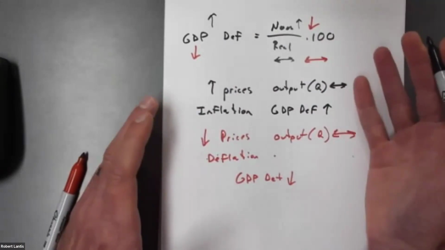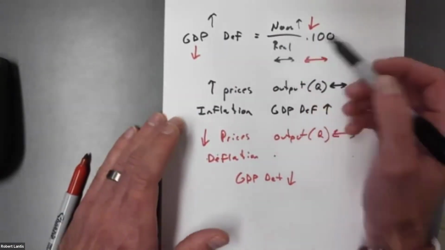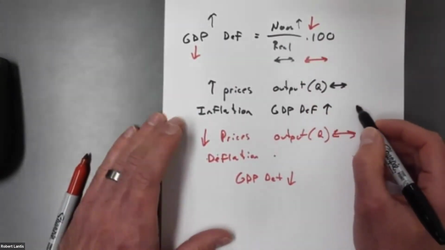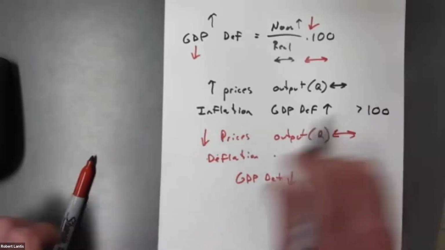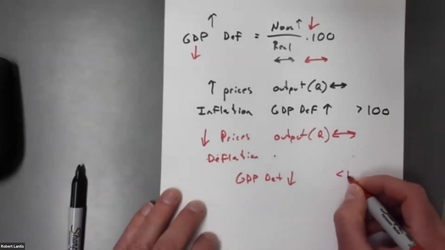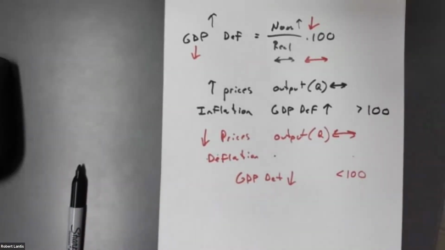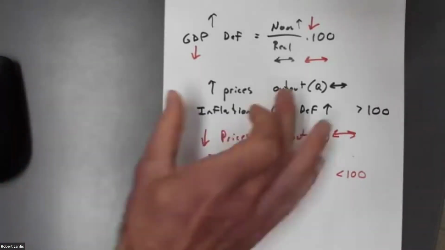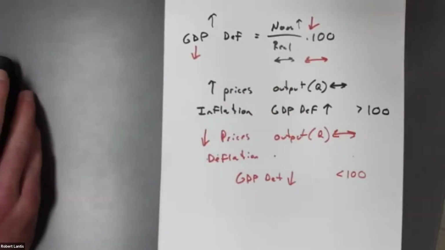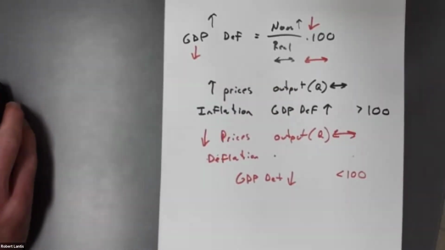Higher meaning, in the base year, nominal and real GDP are the same. So with inflation, my GDP deflator is greater than 100. If I have deflation, we know that it's less than 100. So that's writing out those two scenarios. I tried to color code it here. If I have inflation versus deflation, what happens to that GDP deflator?